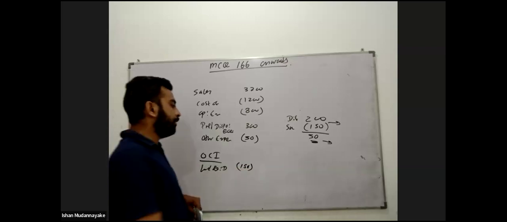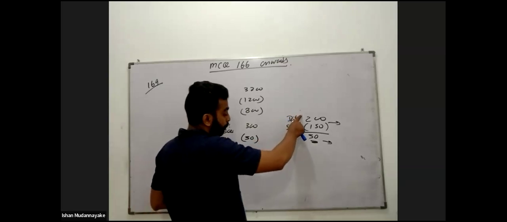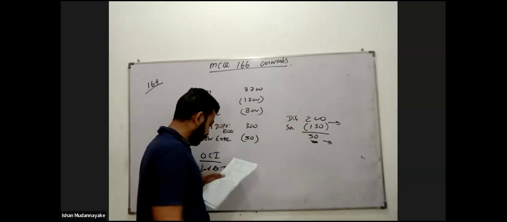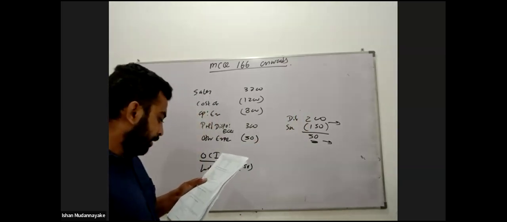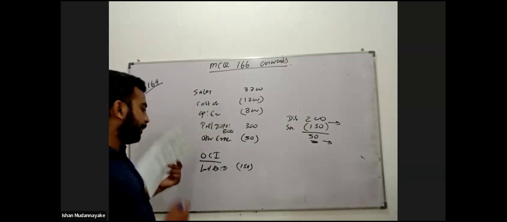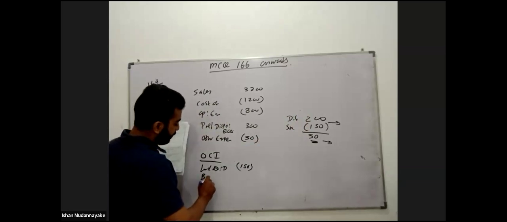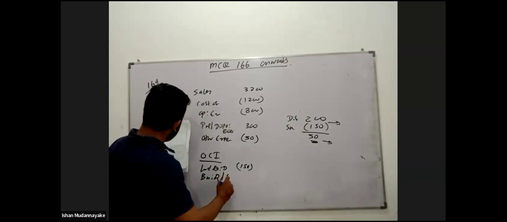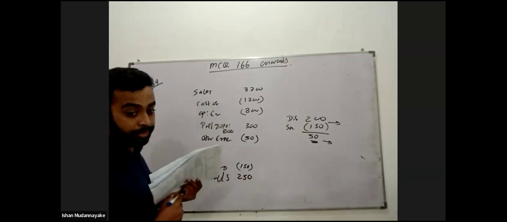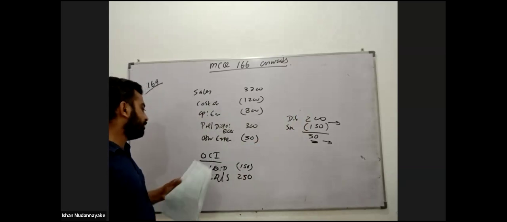Out of this 200 deficit, 50 is transferred to other expenses, and the balance of 150 is transferred to OCI. The building has been revalued for the first time this year, giving a building revaluation surplus of 250. That one goes to other comprehensive income. Unrealized gain goes to OCI.